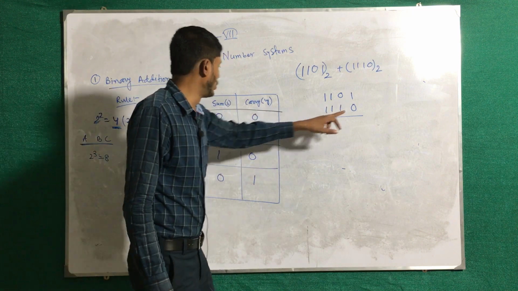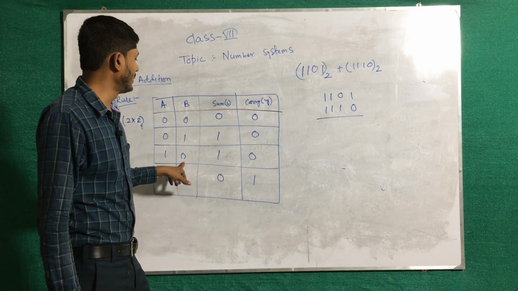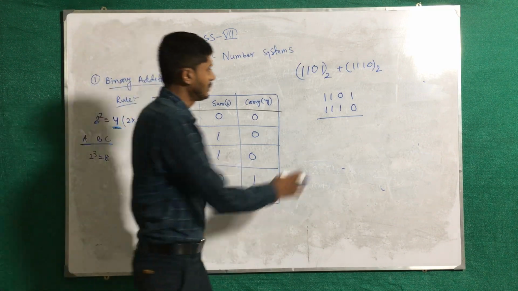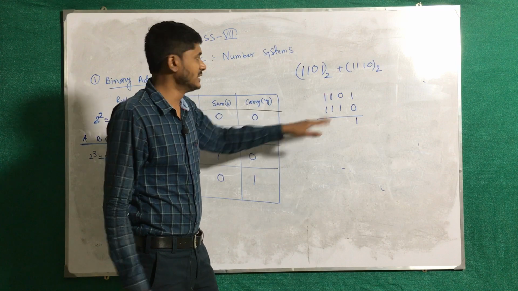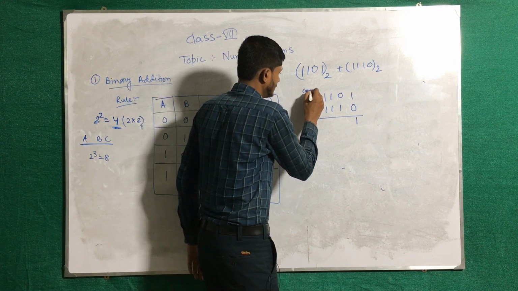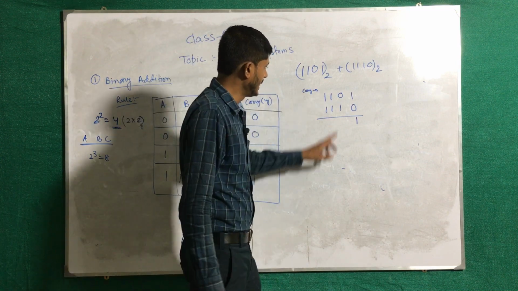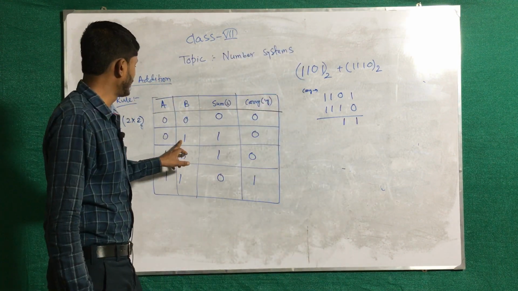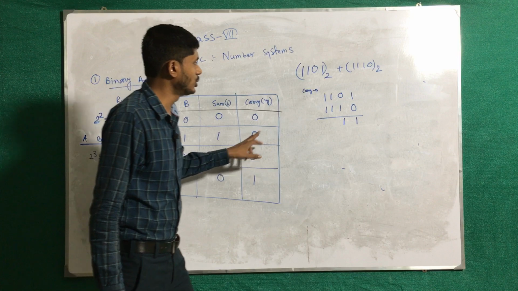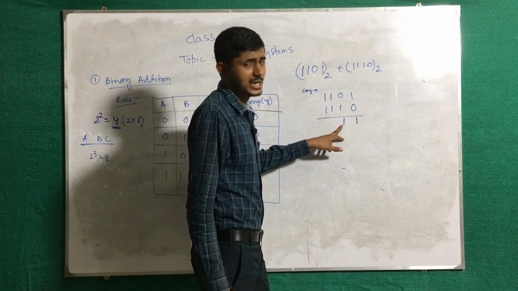So 1 plus 0, we know that 1 plus 0 means sum 1, carry 0. So no carry is there. Next, 0 plus 1 means also 1. We know that 0 plus 1 means sum 1 but carry is 0. So no carry is there, only the sum 1.